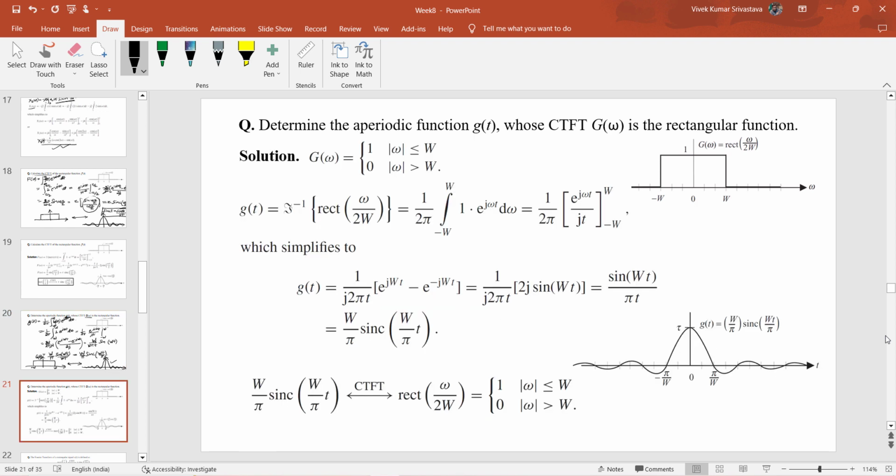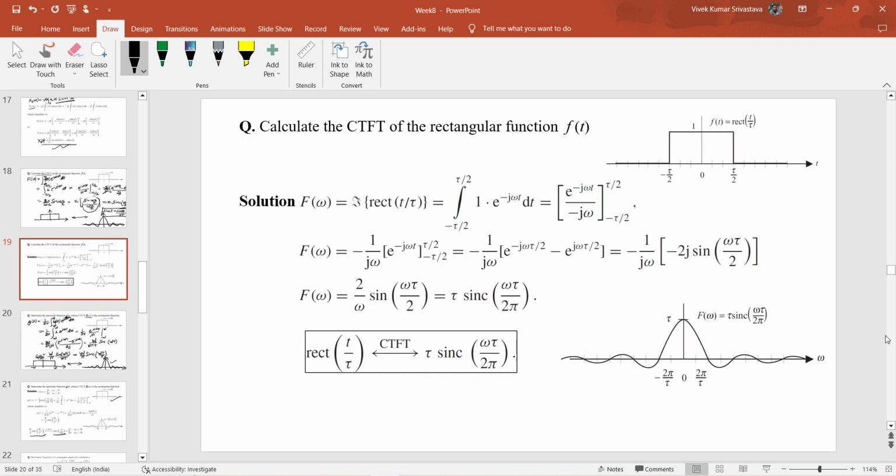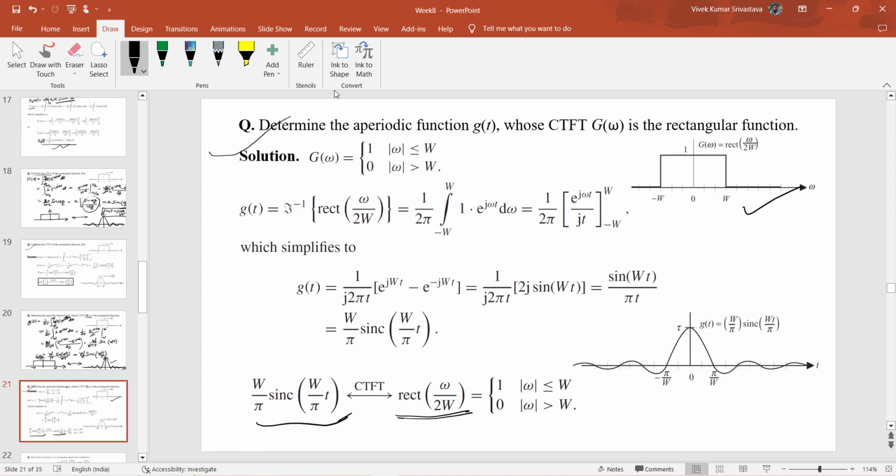So here is the solution of the problem. From here we can see that the inverse of this rectangular function in the frequency domain results in a sinc function in the time domain: w by pi sinc of w by pi t. These two problems, this one and this one, we have analyzed by using the Fourier transform equation.